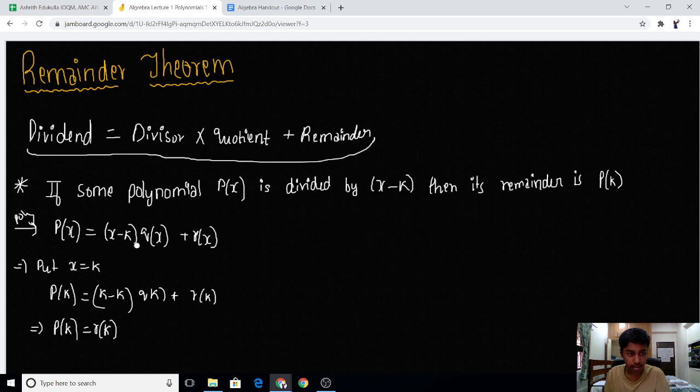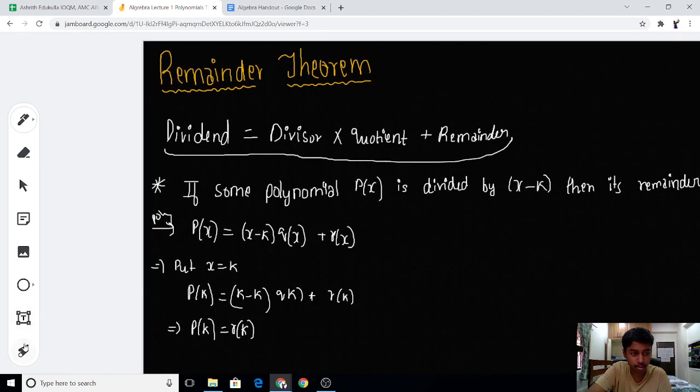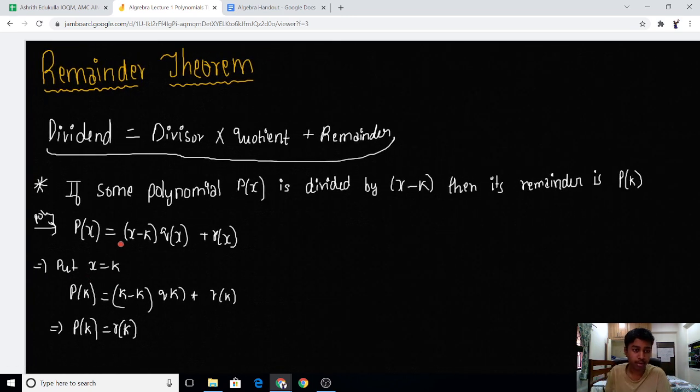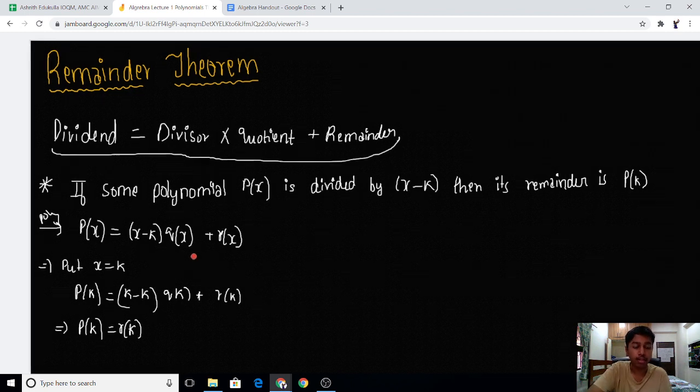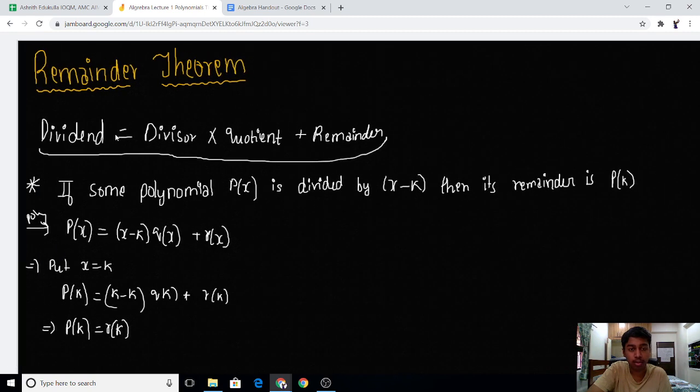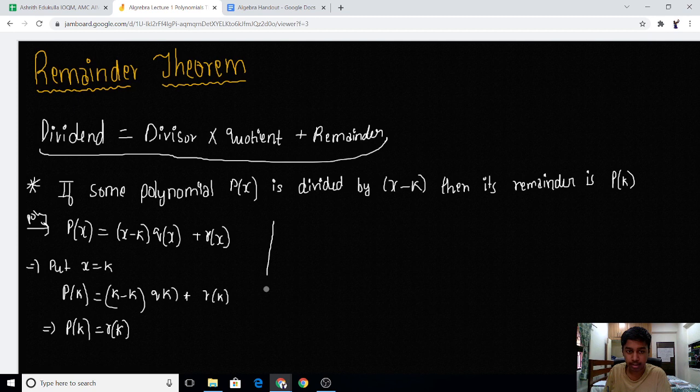this whole term becomes 0. Let me show it to you. This whole term becomes 0 because k minus k equals 0. 0 into anything is 0, so this whole thing becomes 0, and then we get p of k equals r of k, because when this whole thing becomes 0, we have one LHS and one RHS, which is p of x equals r of x. So if I was asked to find the remainder, you can take this as an example.